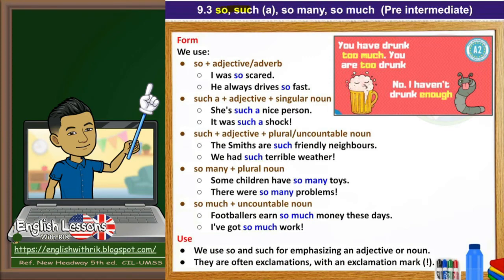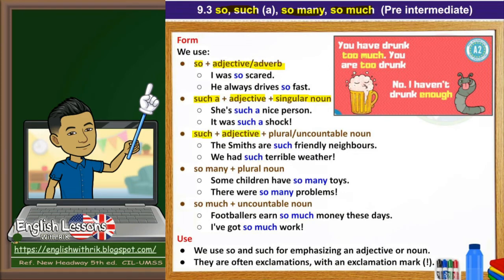So, such, so many, so much. Form. We use so plus adjective or adverb. I was so scared. He always drives so fast. Such a plus adjective plus singular noun. She's such a nice person. It was such a shock.